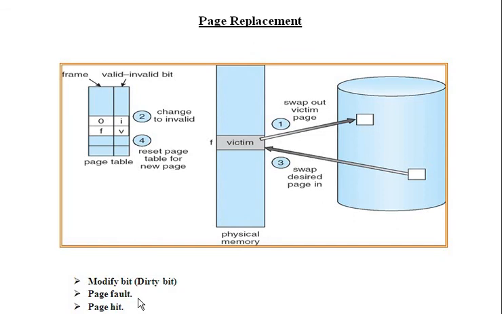Page fault, as we all know, is when a particular page requested by the CPU is not there in memory. After a page fault, the page has to be brought in from secondary memory and then given to the CPU. A page hit is when a particular page requested by the CPU is available in main memory.